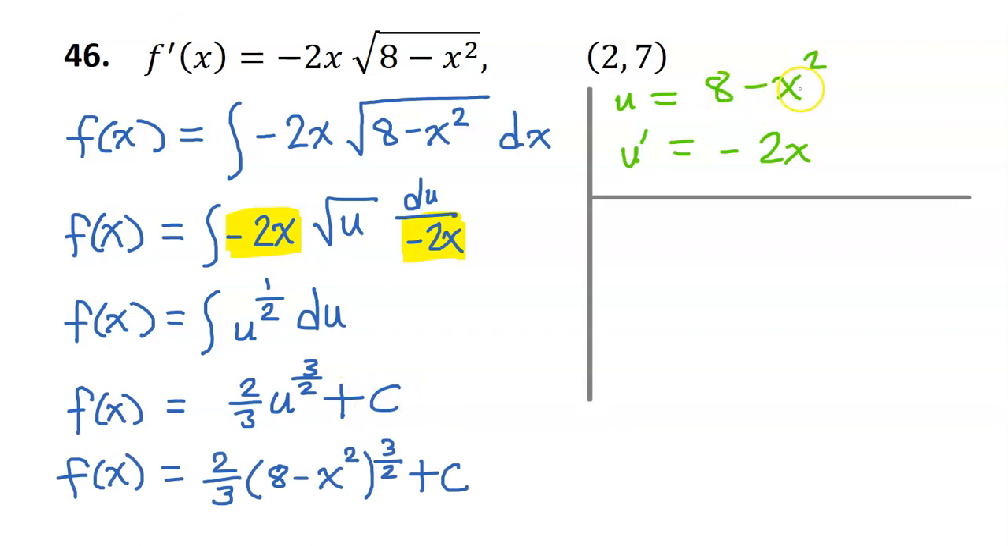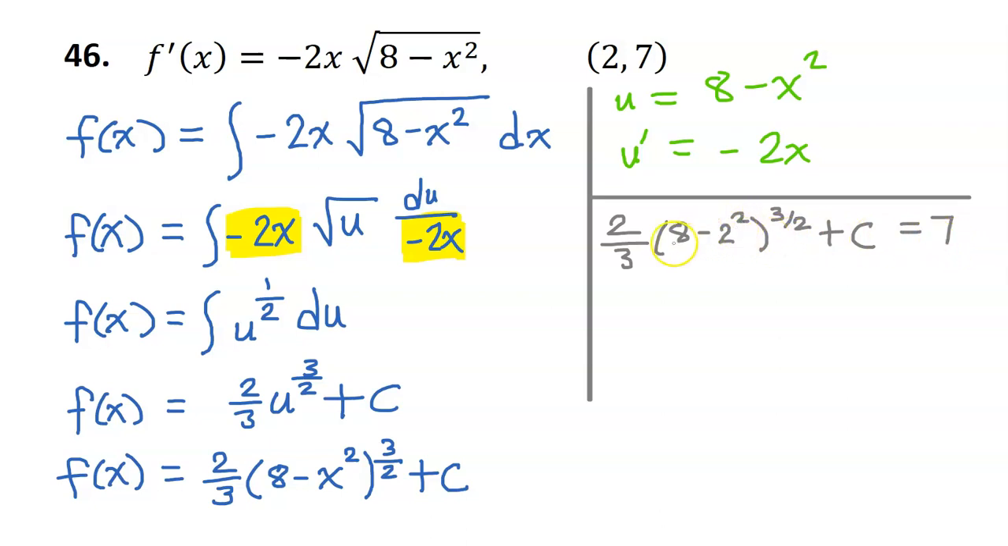Substituting 8 minus x squared back in for u gives us this. But we need to find the function that passes through this point. So we need to use the point 2, 7 to find the value of c. When x is 2, y should be 7. So if we substitute 2 in for x, the solution should be 7. Here I have plugged in 2 for x, and I have 7 for the solution.